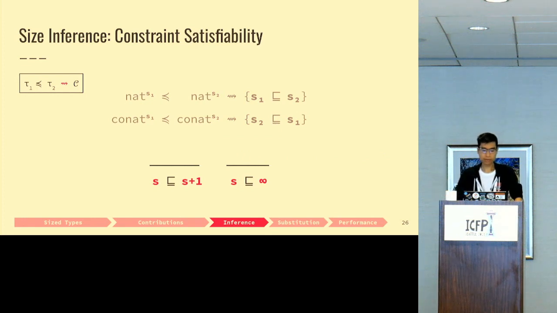So the most important rules stating whether a constraint is satisfiable are that a size is smaller than or equal to its successor, and that all sizes are smaller than or equal to the infinite size. There are also rules for reflexivity, transitivity, congruence, and so on.